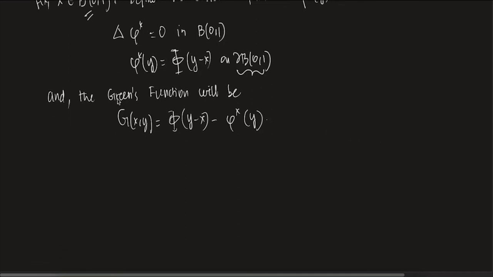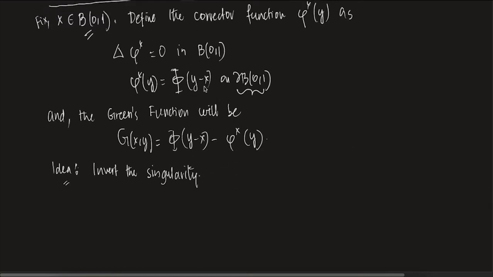Now, how do I find this corrector function? That's the question. So what is the idea? The idea is to invert the singularity. Let me tell you what I mean by this. Essentially I want to find φ^x. Once I find φ^x, I already know what my fundamental solution is. I just put it there and it's done, right?